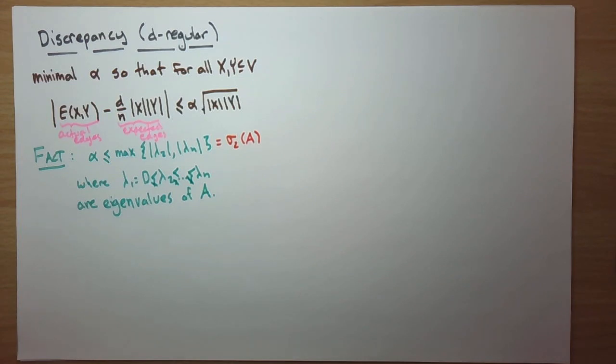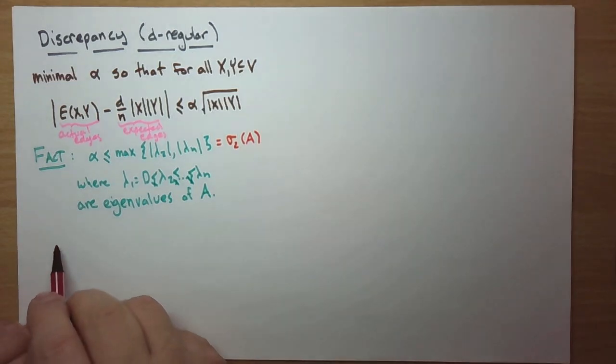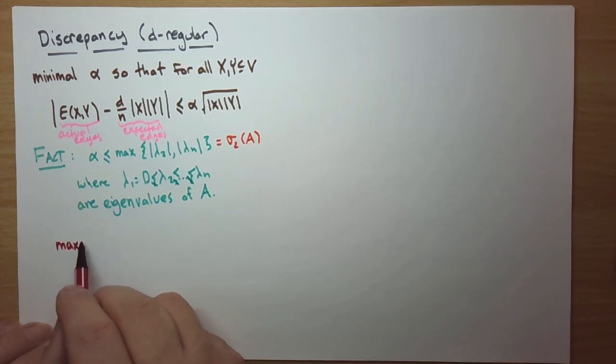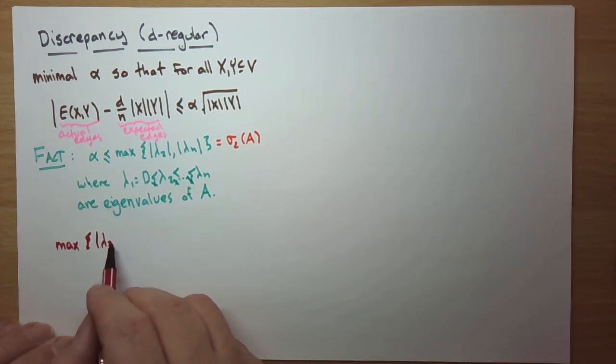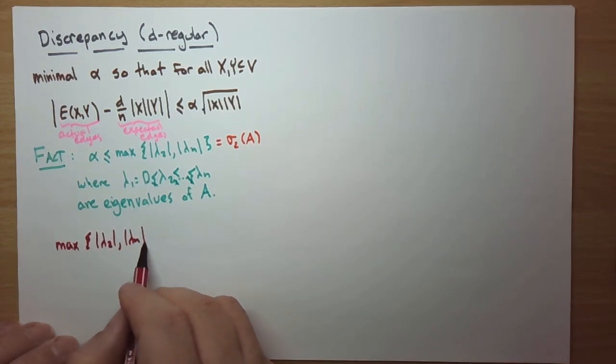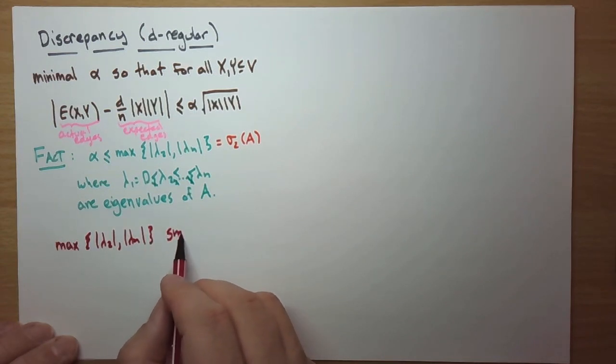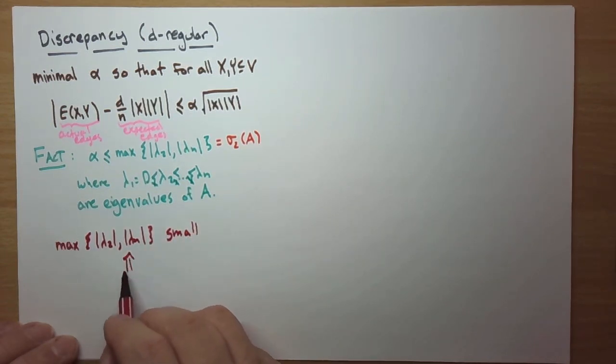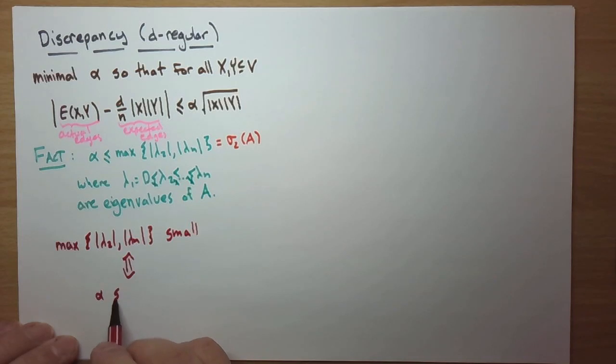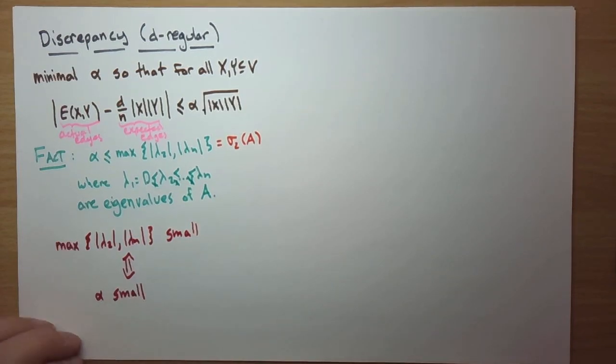Now, there's something we stated, but we didn't quite prove, and we hand-waved a bit, which is the following nice fact. The max of the size of lambda 2, lambda n, is small if and only if alpha is small. And so in some sense there's this equivalence going on.